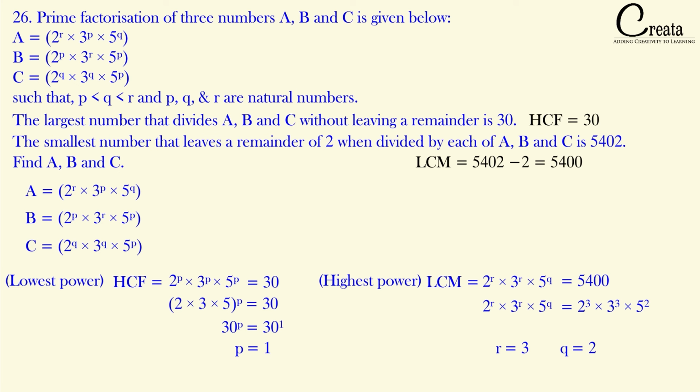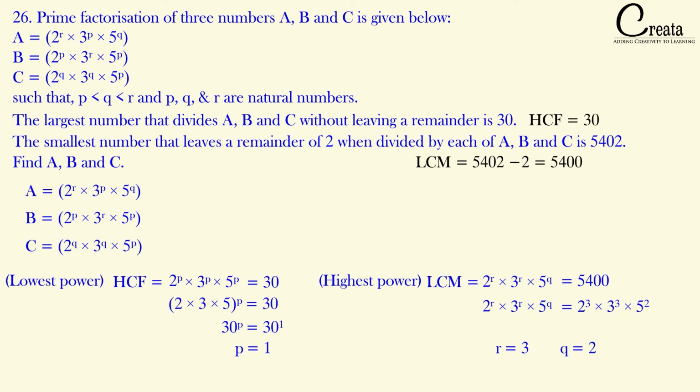So we got P, Q and R. Now we can easily find the value of A, B and C. Just simply we will put the value of P, Q and R and we will get the value of A, B and C. That will be the answer of the question.